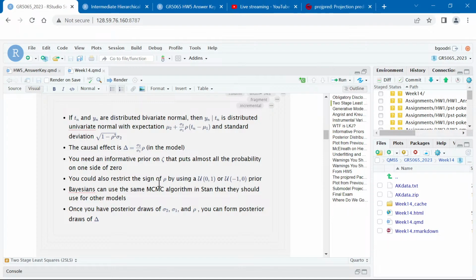I remember we used this on the midterm, about the airplane. We constructed a bivariate normal from a marginal normal on one thing and then a conditional normal of the other. And this is what we use for the updated conditional expectation and the conditional standard deviation. And so consequently, the causal effect that we're looking for, at least under our model, so this is all under the model, is sigma 2 divided by sigma 1 times rho.